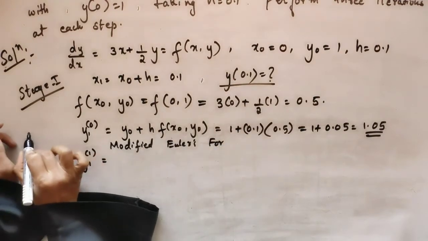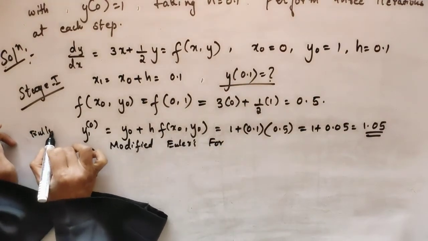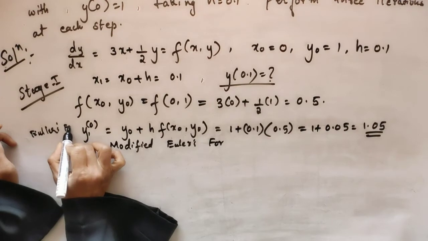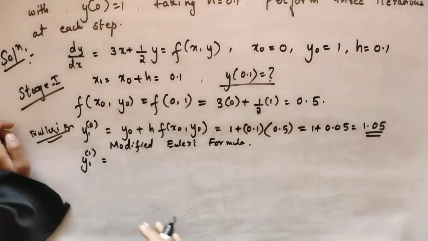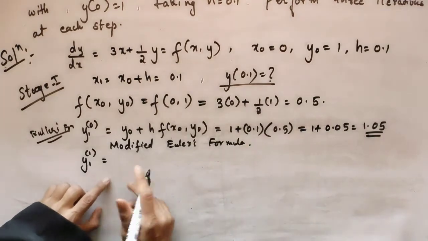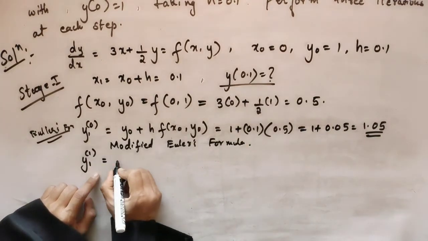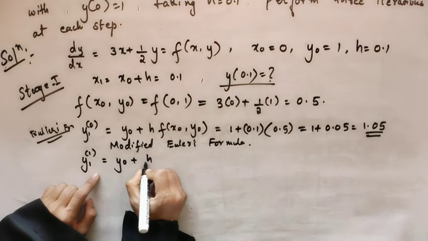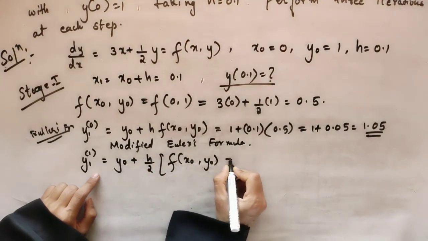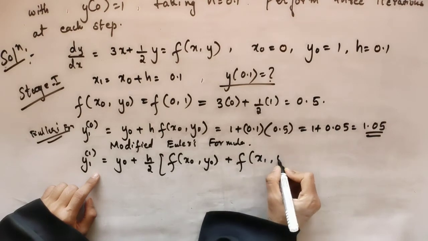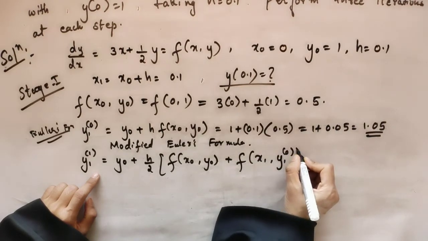This is by Euler's formula. Okay, please make a note. I have not written it in the beginning, you can even write it there. Or if you don't write it, it is understood. Now y1 first approximation is going to be y0. Write the formula there: h/2 times f of x0 y0 plus f of x1 comma y1 initial approximation.